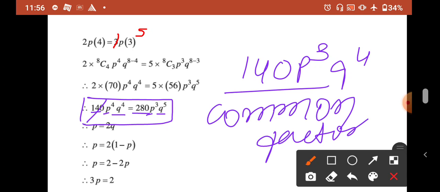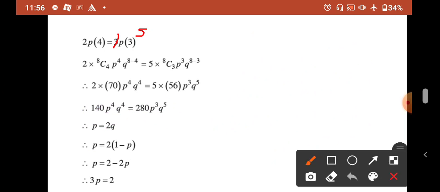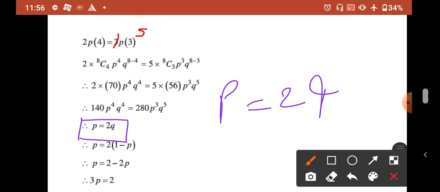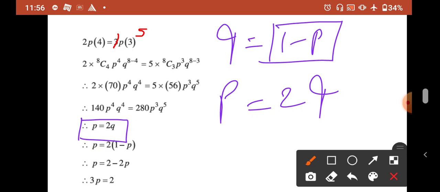p power 3, here p power 4 is there, we took p power 3, so a single p remains here. q power 4 and q power 4 taken, so on this side only p remains, and on the other side 280 by 140, it means 2. So here you can see 2, and q power 5 and q power 4 has been taken, so q remains. So ultimately this value remains p is equal to 2q. Now as we know, q means 1 minus p.